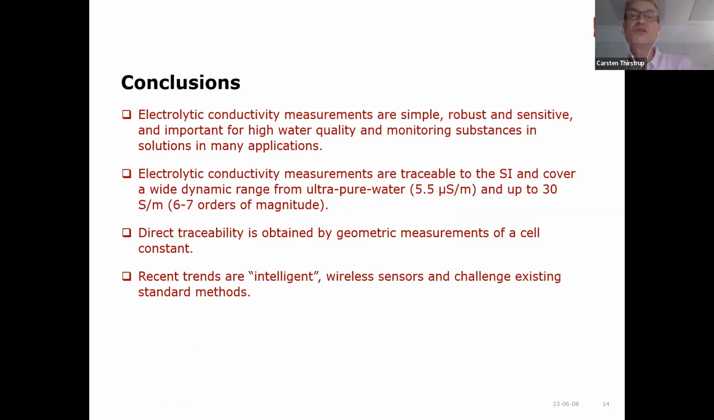So in conclusion, you can say that electrolytic conductivity sensors are attractive because they are simple, robust, and sensitive. And we can also see that there are many applications of these measurements. And one attractive feature about them is that they are directly traceable to the SI, and they cover a wide dynamic range. And this traceability can be obtained by geometric measurements of a cell constant. And recent trends are intelligent wireless sensors, and as we could see, they challenge existing standard methods.